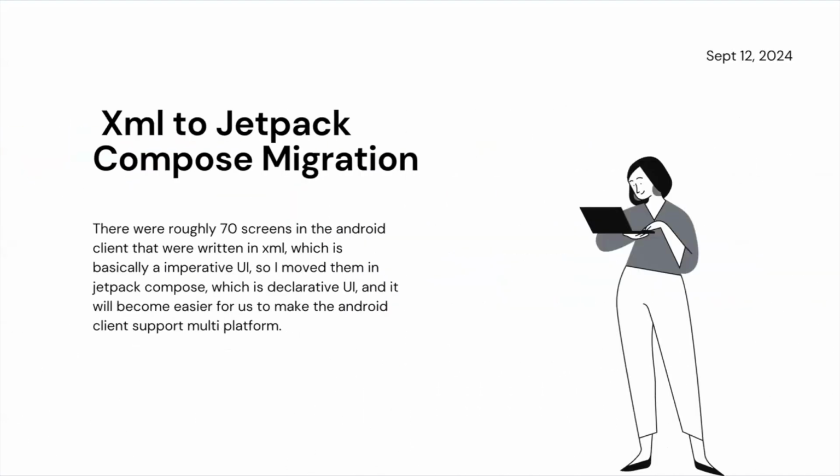The next task is basically XML to Jetpack Compose. If we go through XML, then we have to create a different UI for different applications. Like if we are thinking of writing an iOS app, we have to write the UI in Swift. Instead of that, if we write all the code in Compose, then we can easily make that applicable on all these devices.